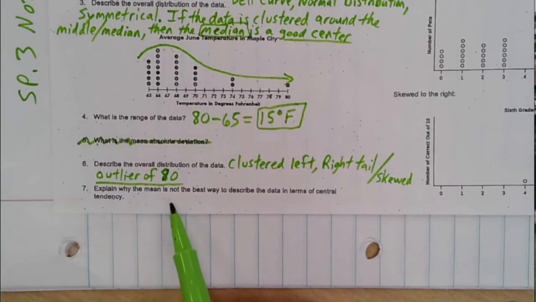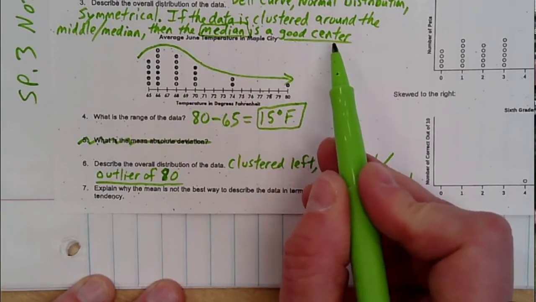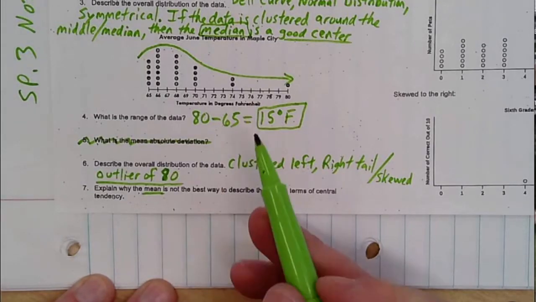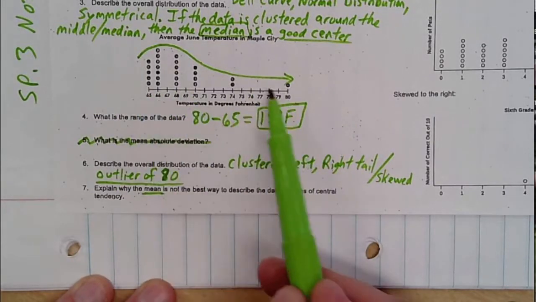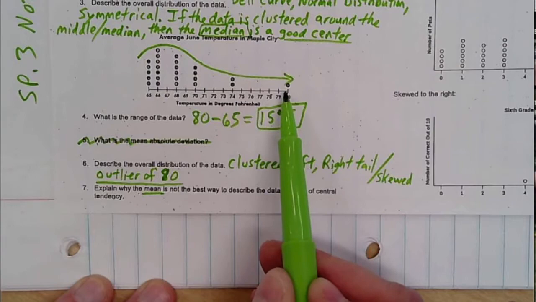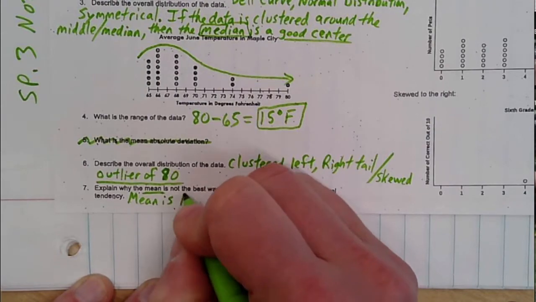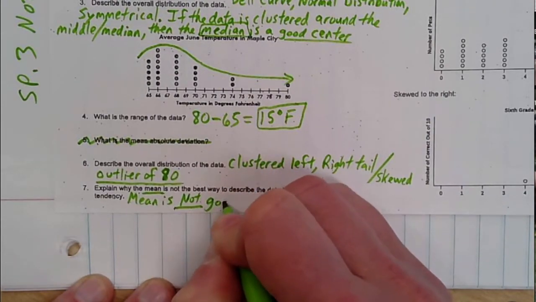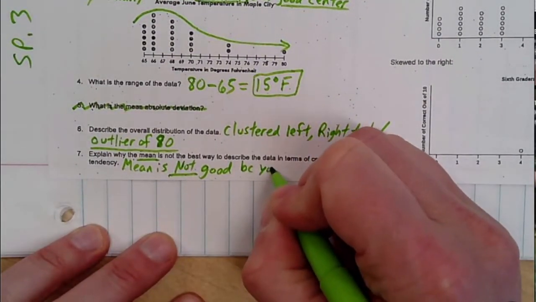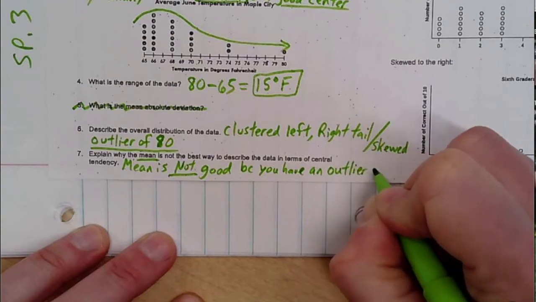Explain why the mean is not the best way to describe the data in terms of central tendency. So when we talked about a good measure of center here, we said the median worked good. They want to know, why is the mean not good here? Well, it's just like we just said, if you add them all up and then divide by however many dots there are here, your mean is going to be brought up because of this outlier, 80. And so mean is not good. BC in my notes means because you have an outlier of 80.